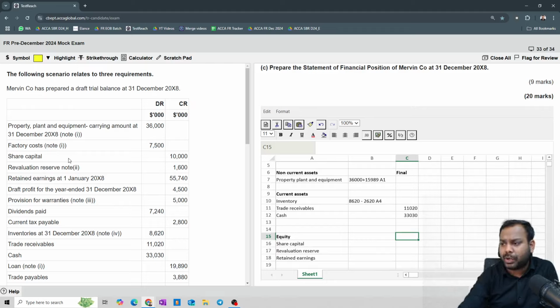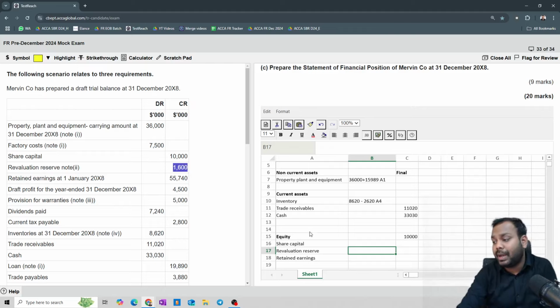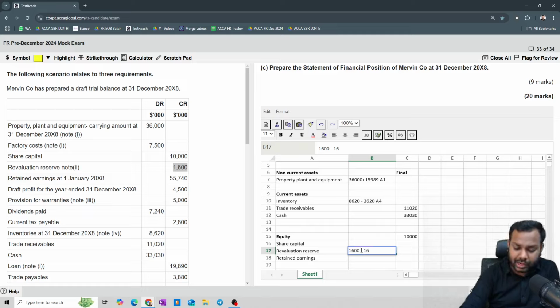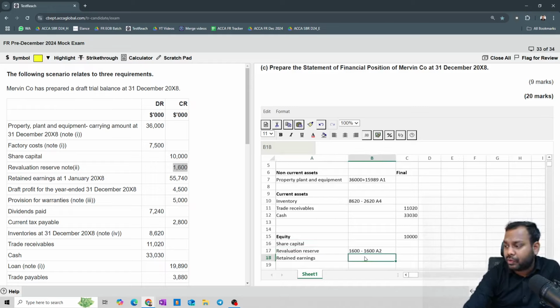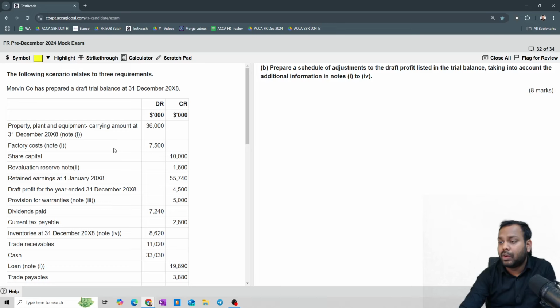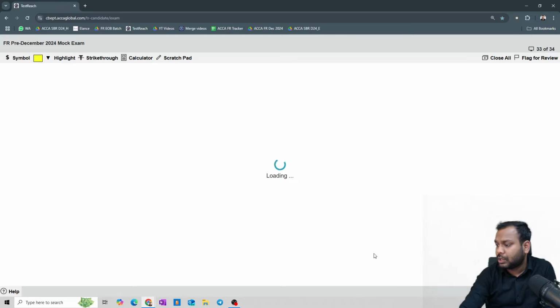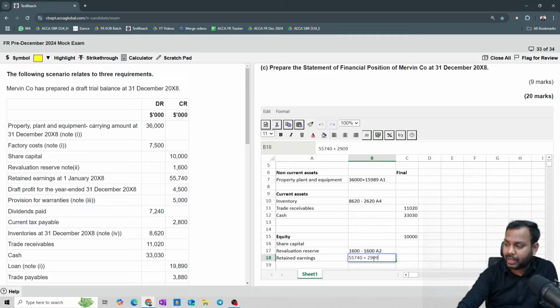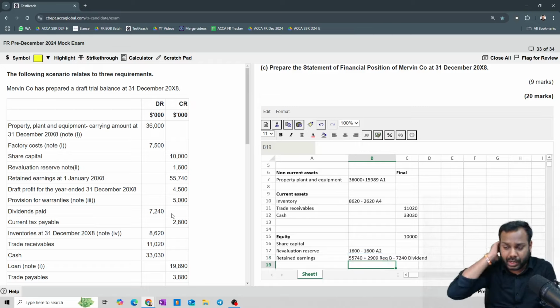Now, equity share capital, is there any adjustment to share capital? No. So directly write 10,000. Revaluation reserve, is there any adjustment? Yes. This 1600 revaluation reserve will get eliminated. So 1600 was the amount, minus 1600, A2 impairment loss, fully adjustable. Now after that, retained earnings. What is the value of retained earnings? 55740. Now plus you will write the profit. What is the final profit? 2909 is the final profit. Requirement B. Then minus dividend. What is the amount of dividend? 7240, minus 7240 dividend. Okay, so draft profit is also done, retained earnings is also done, sorted.